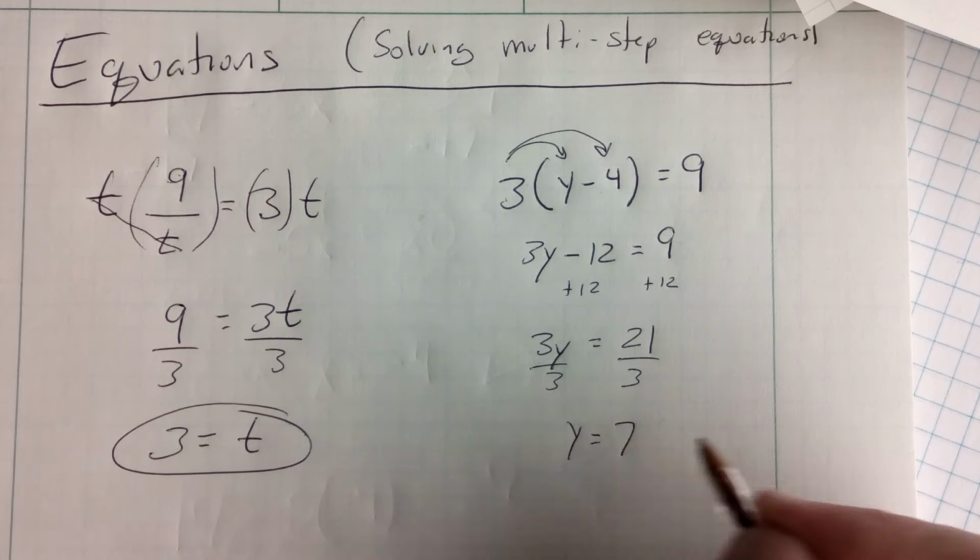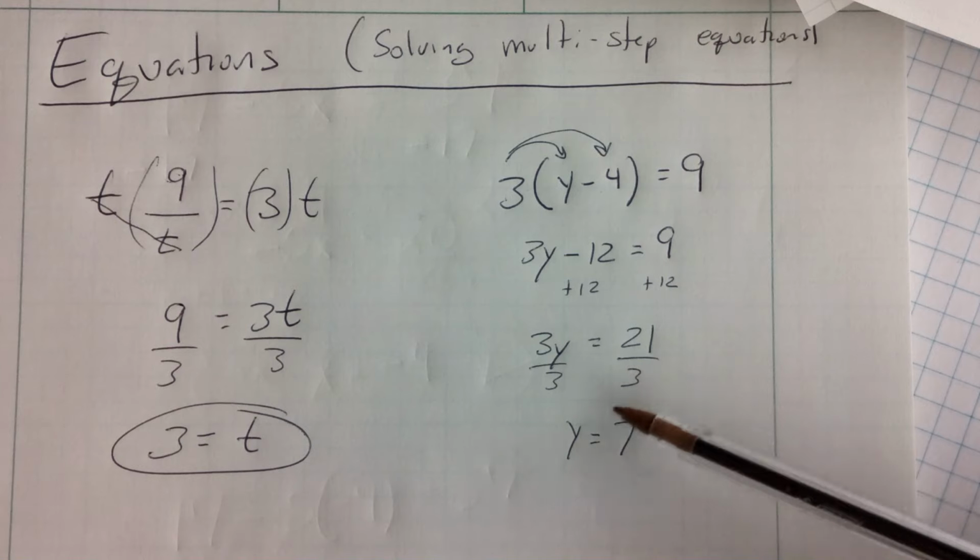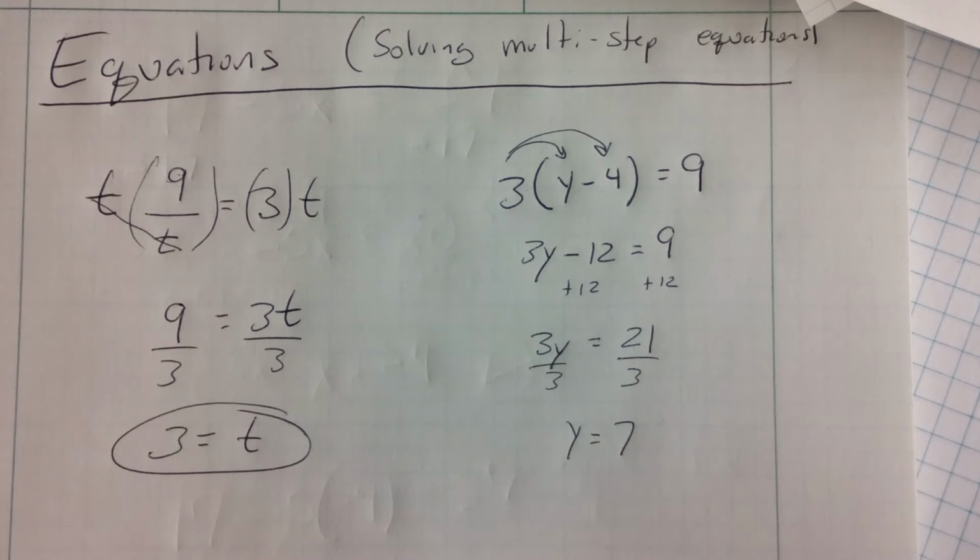So the reason I consider that 4 steps is I had to multiply 3 times y, there's 1 step, 3 times 4, that's 2 steps. Then I had to add 12 to both sides, that's the 3rd step, and then I had to divide by 3, that's technically the 4th operation you're doing.